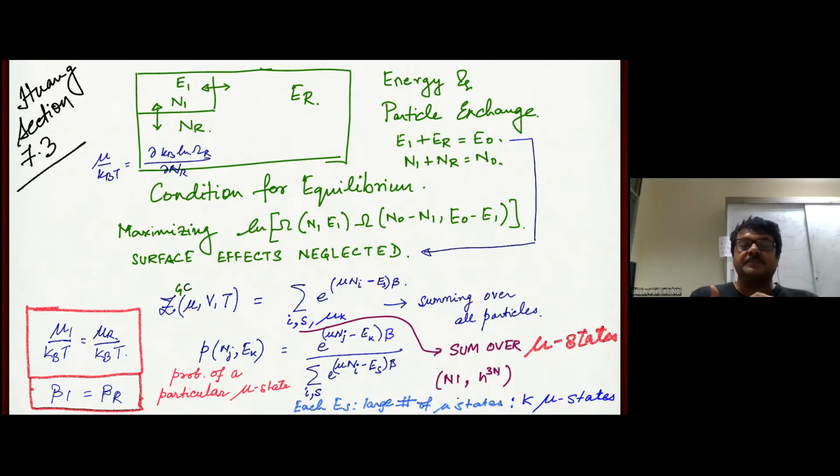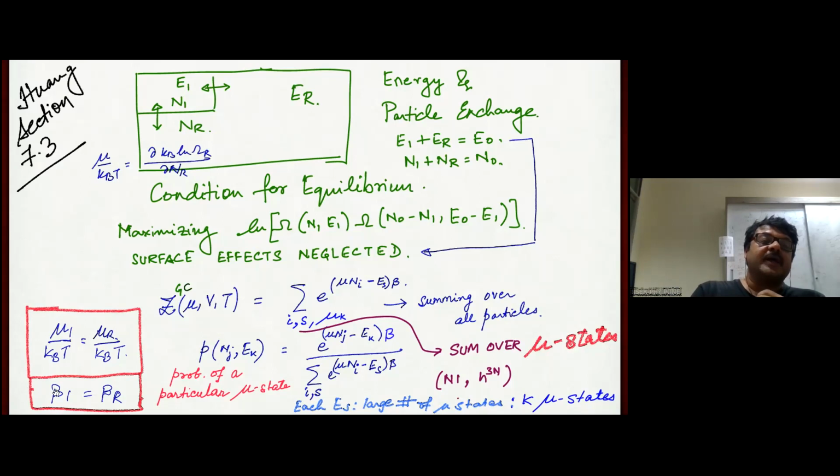And this in turn, if you do a Taylor expansion, you would have a derivative with respect to energy of log omega_R, and so on and so forth. You will have two terms, and you will neglect higher order terms because you assume that the system is much smaller than the reservoir.